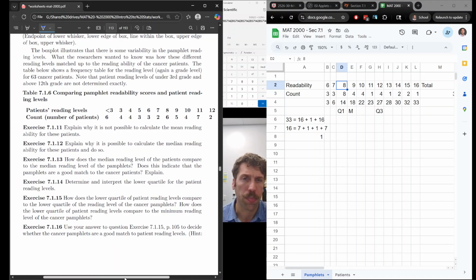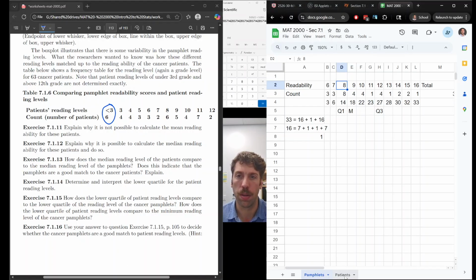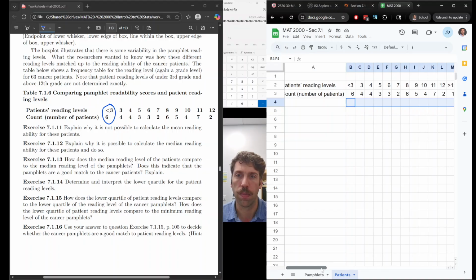Okay, so why is it not possible to calculate the mean readability of these patients? A good clue is right there. And then explain why, number 13. How does the median reading level of the patients compare to the median reading level of the pamphlets? So calculate the median. So I've also kind of put that stuff here.